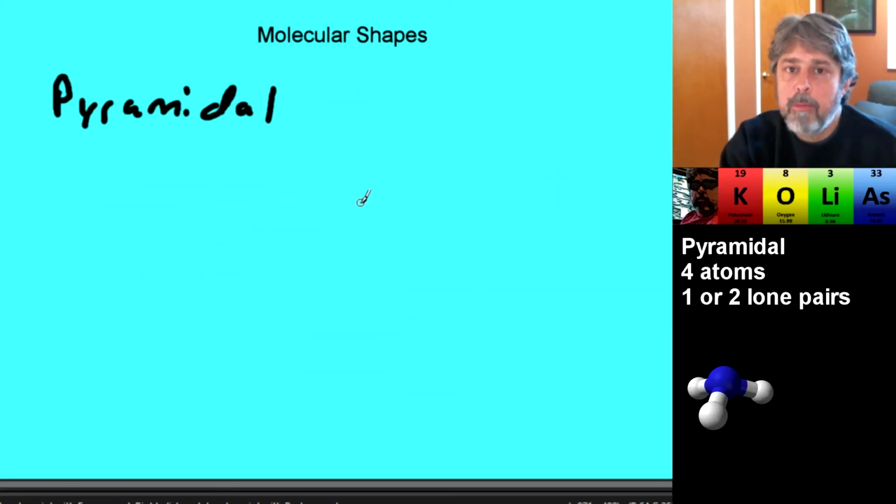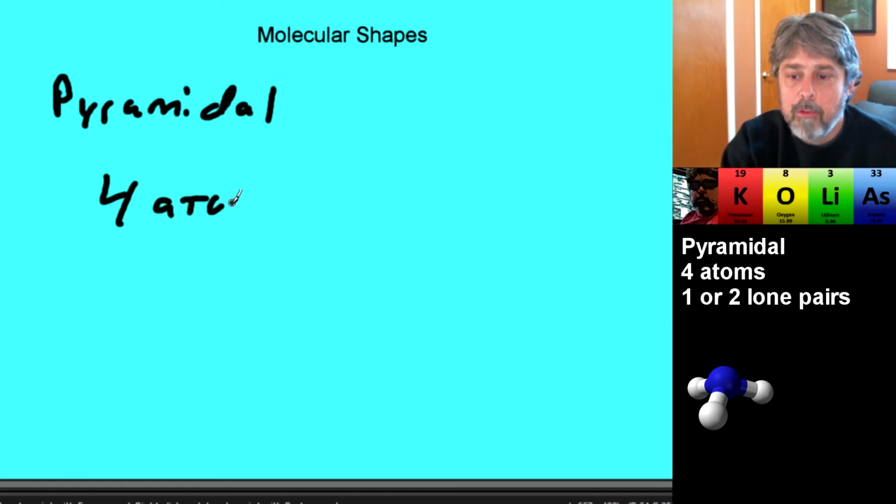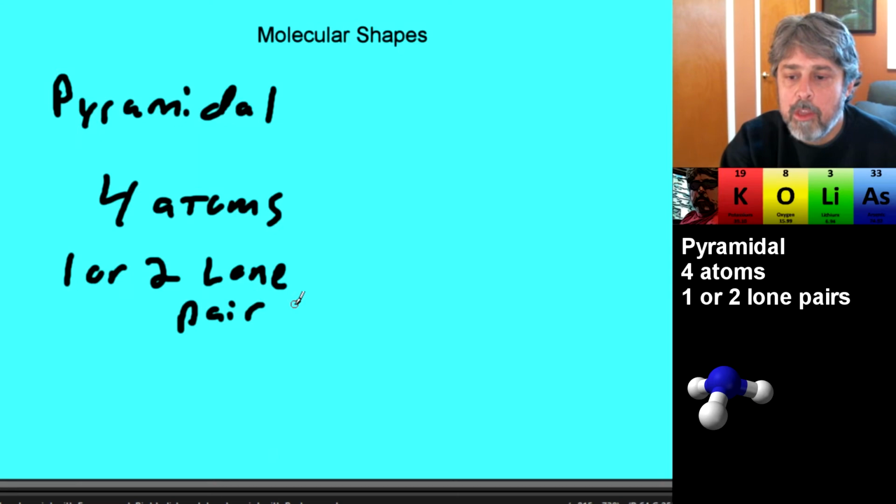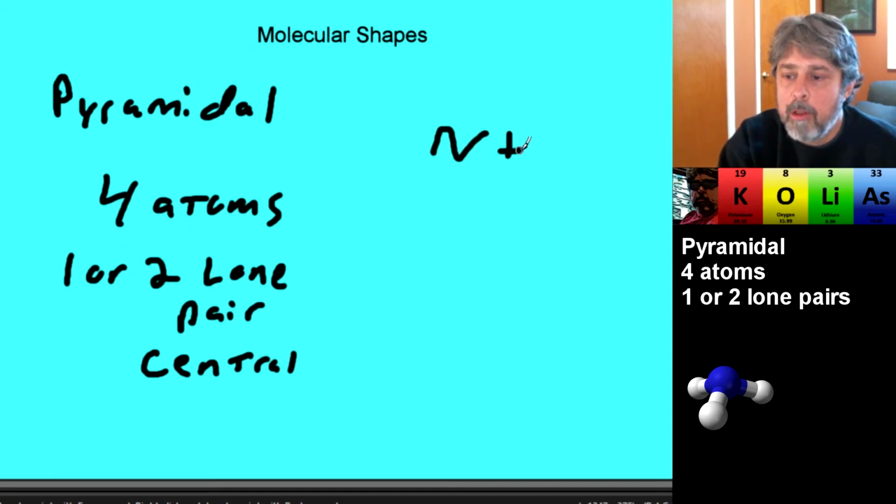Okay, the next shape is called a pyramidal, kind of like a pyramid because it takes on a pyramid kind of shape. So this one also has 4 atoms total, but this time we have 1 or 2 lone pairs on the central atom. So as you can see, it has to do with what's going on the central atom as far as lone pairs go. So here's a good example, classic example of a pyramidal. We have ammonia, NH3.